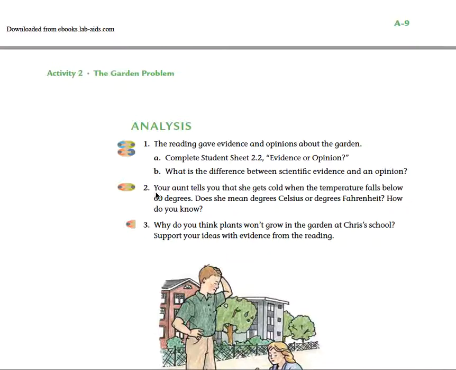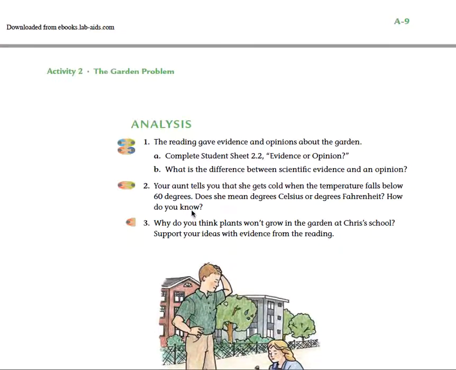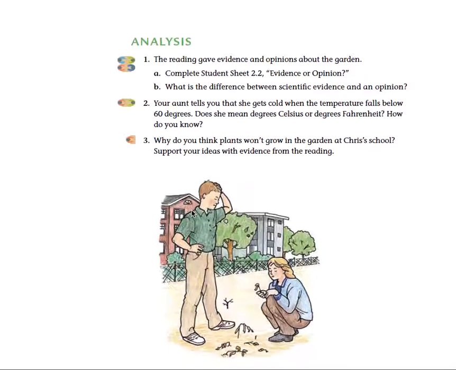Number 2, your aunt tells you that she gets cold when the temperature falls below 60 degrees Celsius. What does she mean? Does she mean degrees Celsius or degrees Fahrenheit? How do you know? So let me read this again. Your aunt tells you that she gets cold when the temperature falls below 60 degrees. Does she mean Celsius or degrees Fahrenheit? How do you know? Okay, so think about what we talked about in the reading there.